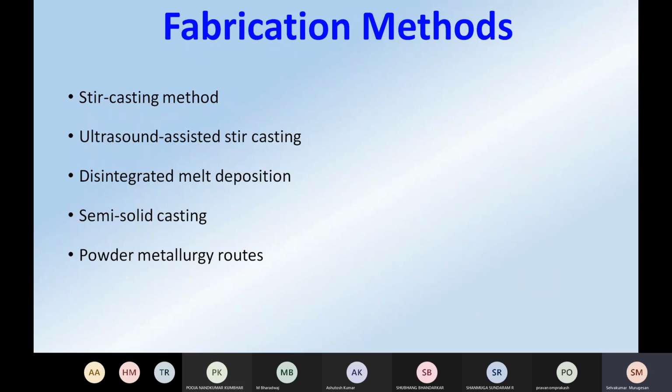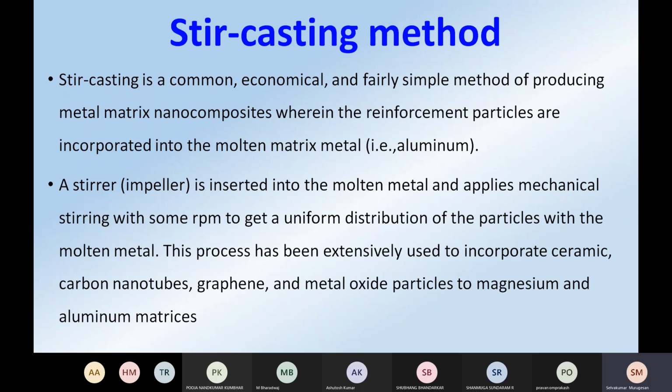The stir casting method is very simple, a very common method which we use for almost all metals. Of course, you can use it for metal matrix composites also, where you melt the metal and then add the reinforcement particles. You keep it for some time under stirring, using an impeller based stirrer. Then you can play with the stirring speed, the rotation per minute (RPM), as well as the viscosity and the volume of the furnace. All those things will define how effectively the particles mix into the matrix.